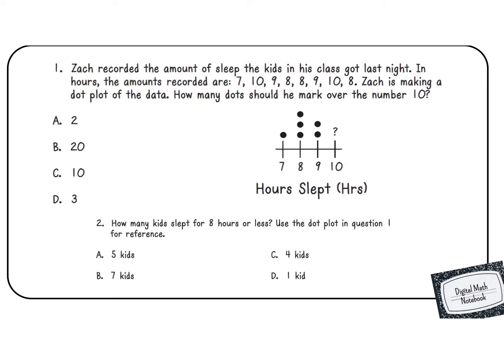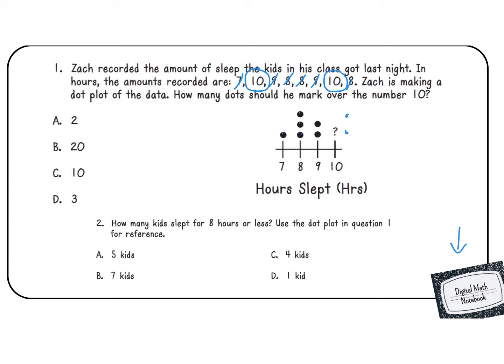So we are in your digital math notebook, and you can see a copy of this. What we're looking at is how often data occurs. If I look at the number 7, it only happens once, which is why 7 has 1 dot. If I look at the number 8, it happens 1, 2, 3 times, which is why it has 3 dots. The number 9 occurs 2 times, so it has 2 dots. And by crossing off our data, we can see that the number 10 occurs 2 times, so it should have 2 dots.